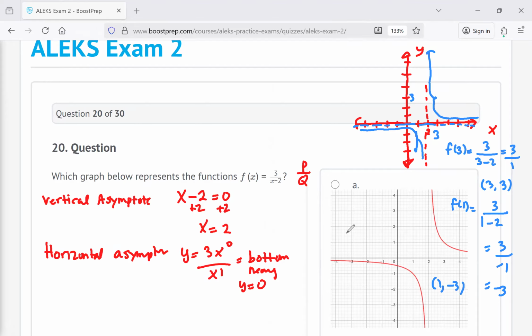So be careful. I first thought it was A because it does have a vertical asymptote at 2, and it does have a horizontal asymptote at y equals 0. But look closely. Our point 1 comma negative 3 should be right here. That's not where it is, right? So that's why it's not A. So be careful.